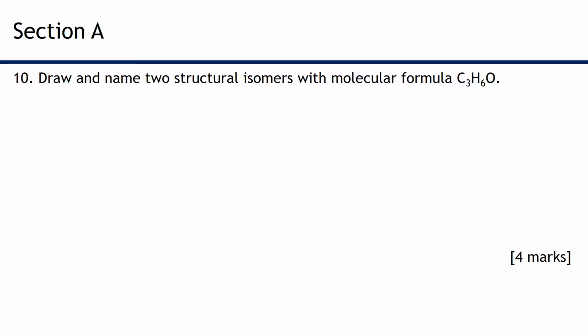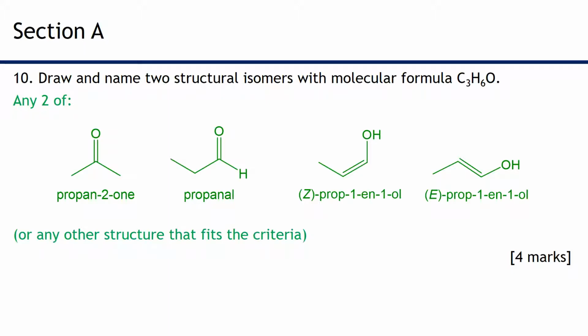Question 10. Draw and name 2 structural isomers with molecular formula C3H6O. So you've got quite a bit of freedom with this answer here as to what you could give. If you try and think about arranging 3 carbons, 6 hydrogens and 1 oxygen, there are a number of different structures you could come up with. So you only need to get 2 of them. So any 2 of the following would have been suitable.